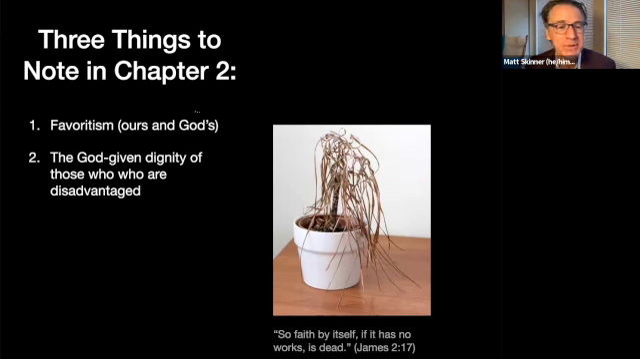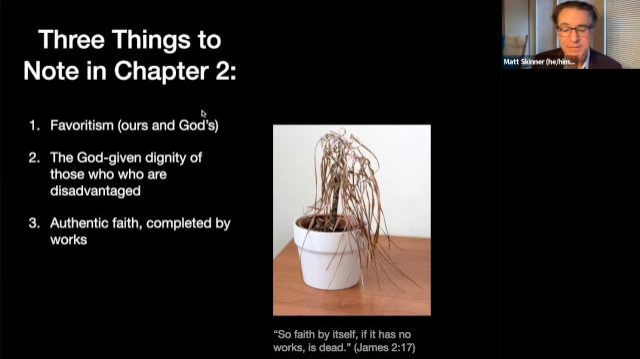The second thing that we'll see in chapter 2 is a relentless focus on the God-given dignity of people who are disadvantaged. James will talk mostly about poverty in this regard. We'll spend some time talking about why poverty for James is not just a question of not having a lot of money, but actually puts one at a disadvantage, perhaps culturally or socially, but maybe God views that differently. The third thing to note is that James will spend a lot of time in this chapter talking about authentic faith being something that's brought to completion or perfection by works, or the deeds that we perform.